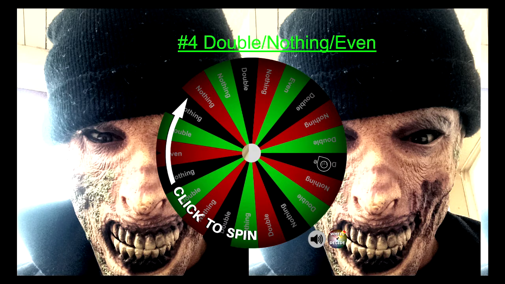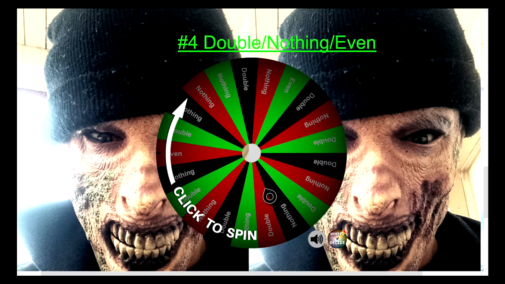This is double, nothing, or even. Pretty much sounds like what it is, but some of you won't understand it. Here, you could double your prize, you could get nothing, or you could get even. So in his case, he got 3 days of gold. So he could either make it 6 days of gold, nothing, or just get the 3 days of gold. So, Infidel, I'm going to go ahead and spin it for you.